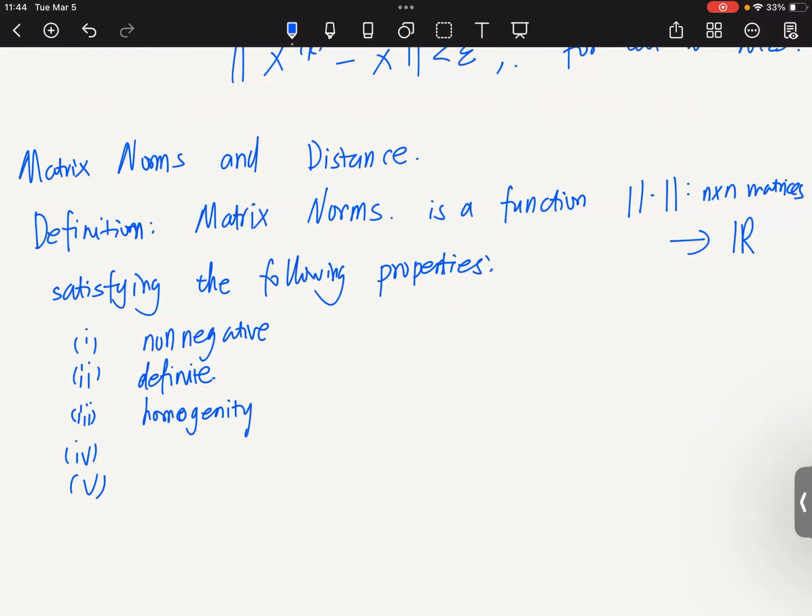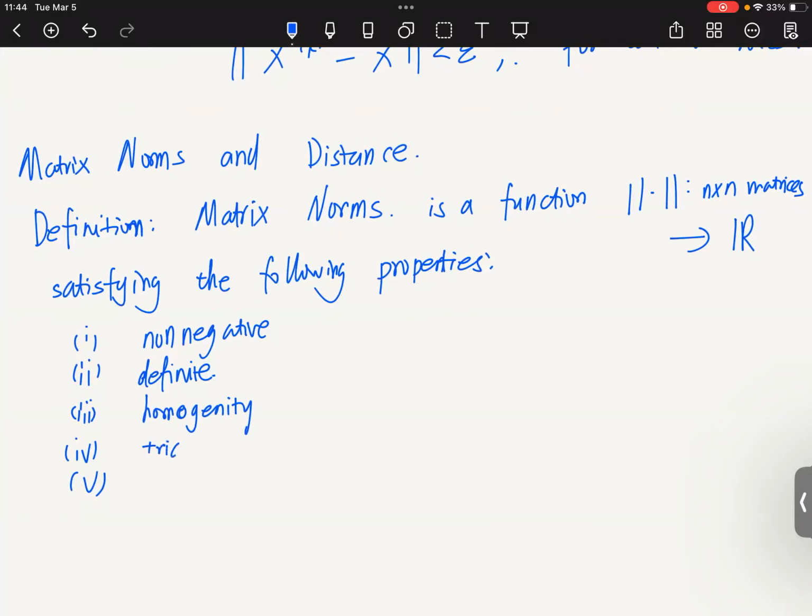And then the fourth one is also the triangle inequality. So let me write down the definitions on the right hand side. So the non-negativity means that for any matrix A, it should be bigger than or equal to 0. So it should satisfy the following properties for all n by n matrices A and B.